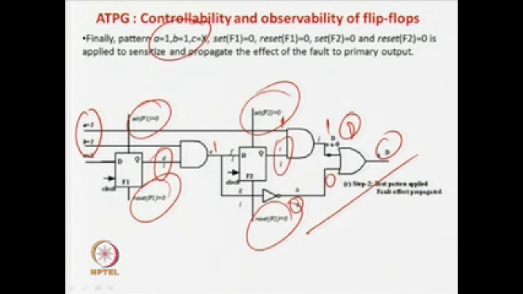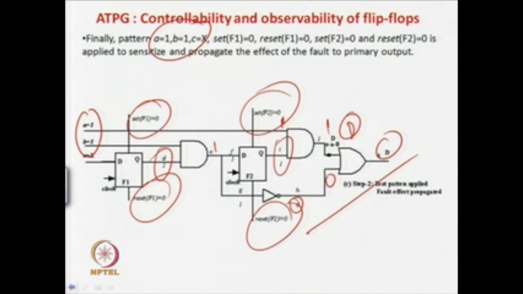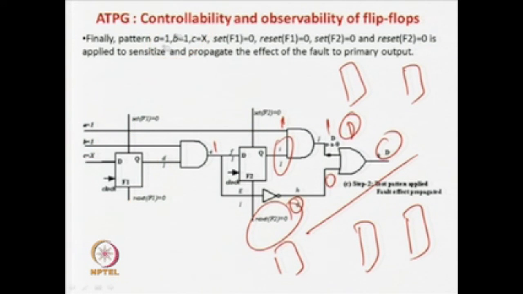So, you have to remember that even if you have 10,000 flip flops, only 2 patterns are required to solve the problem. One pattern will be to set and reset the flip flops, the other pattern will be just to test. Even if you have another 10 flip flops, you have to just think over that. If you have another 10 set of flip flops, then also you need not worry. Why you need not worry? Because in case of the time frame expansion method, what was happening? Let us again see back what we are doing.